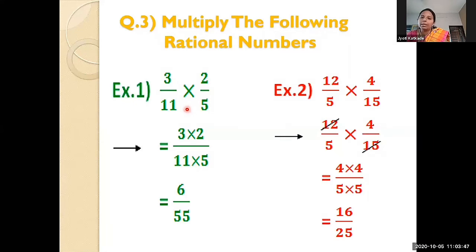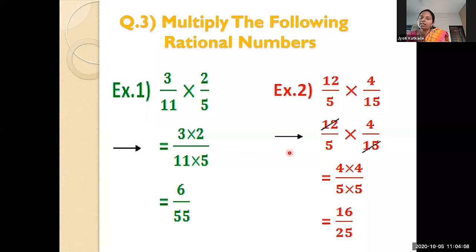When we do the multiplication, it's very simple. Multiply numerator with numerator and multiply denominator with denominator. So, 3 into 2 divided by 11 into 5. Then 3 2s are 6 and 11 5s are 55.